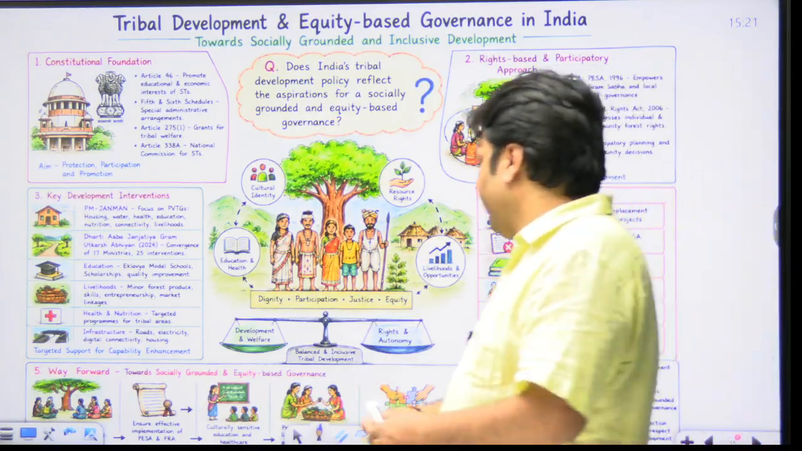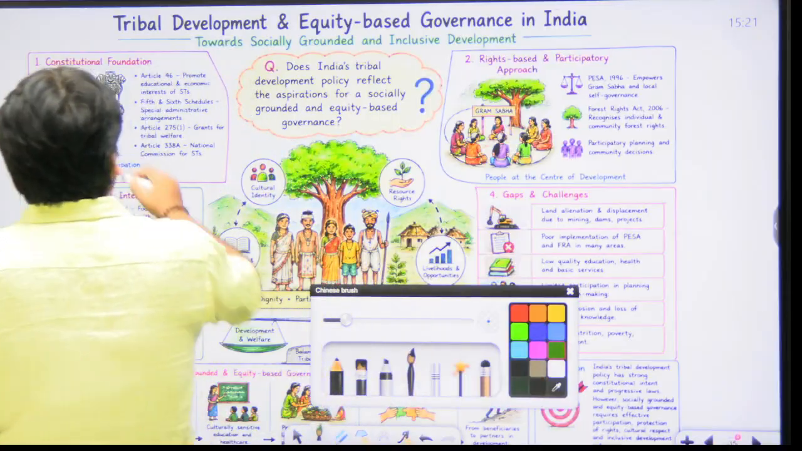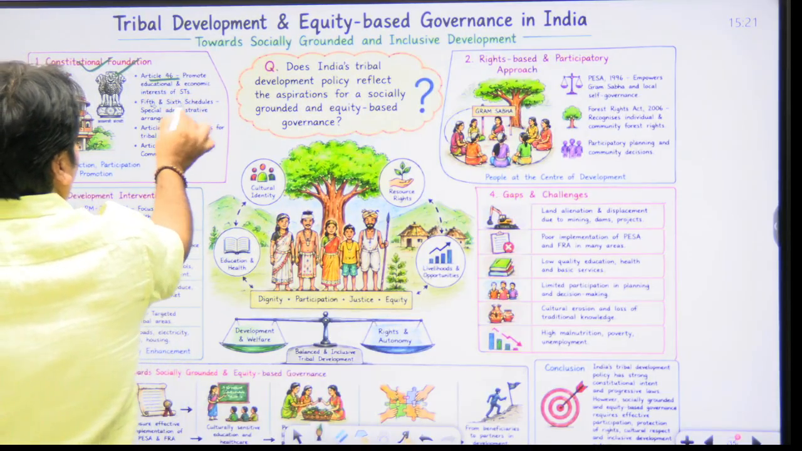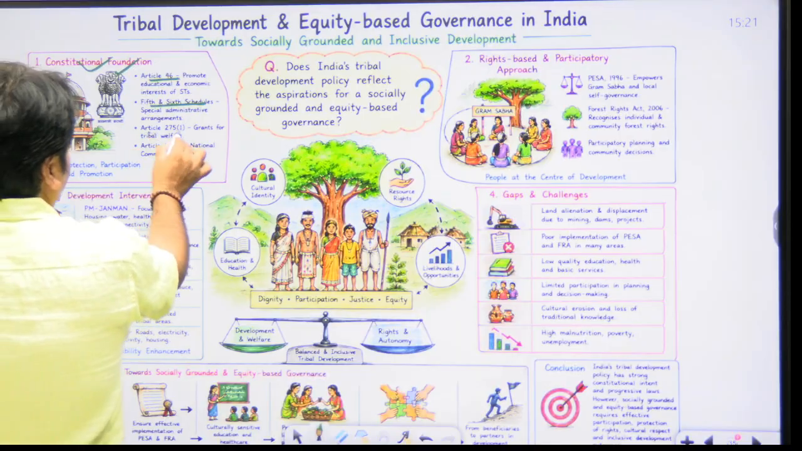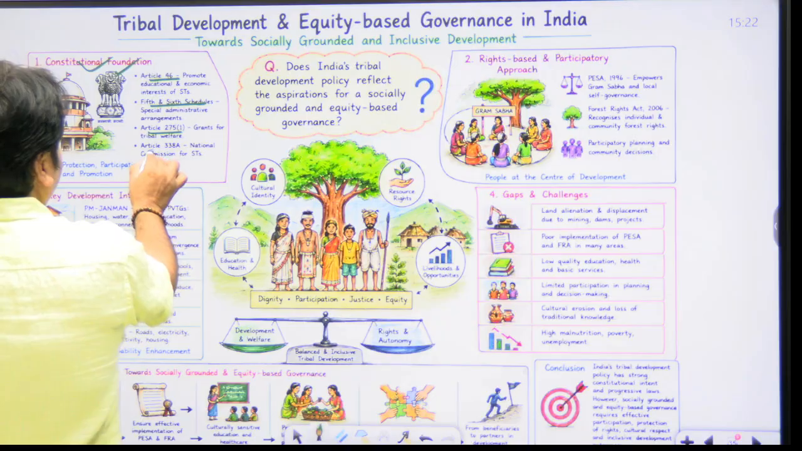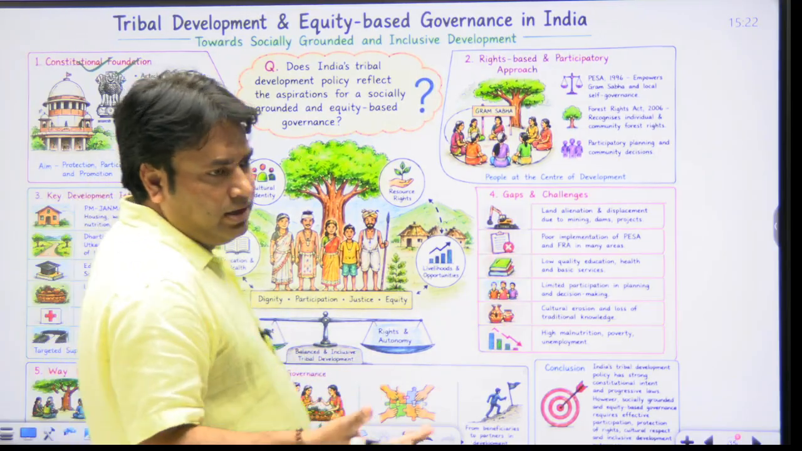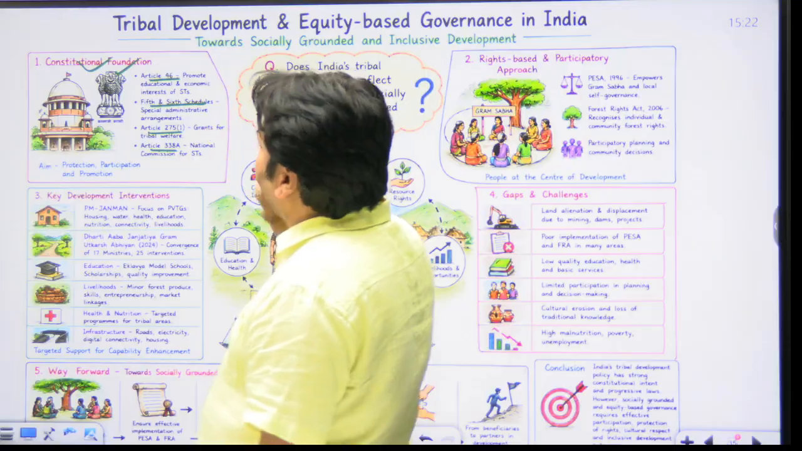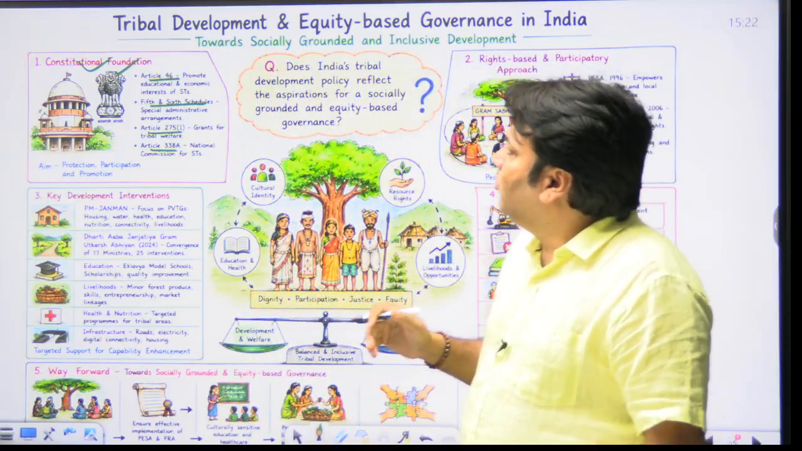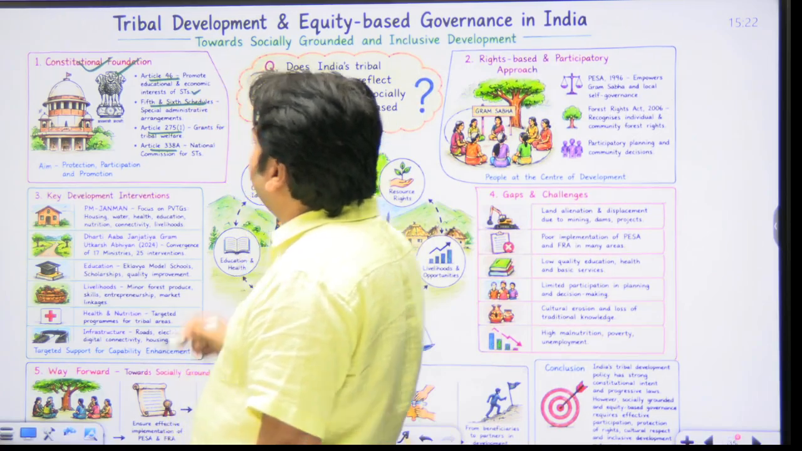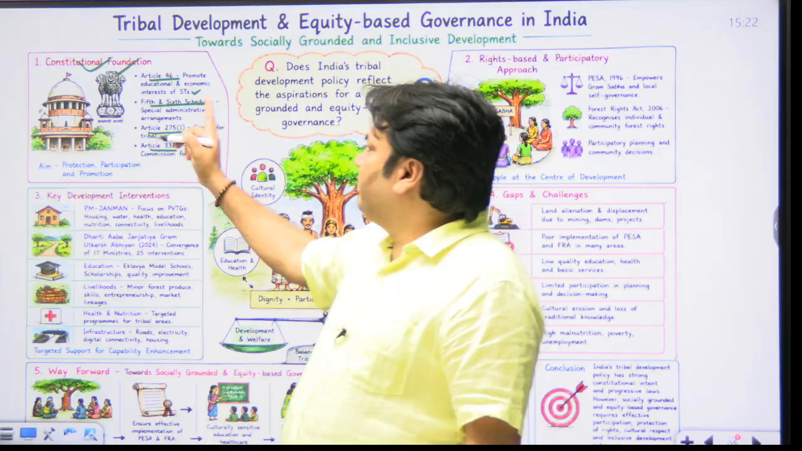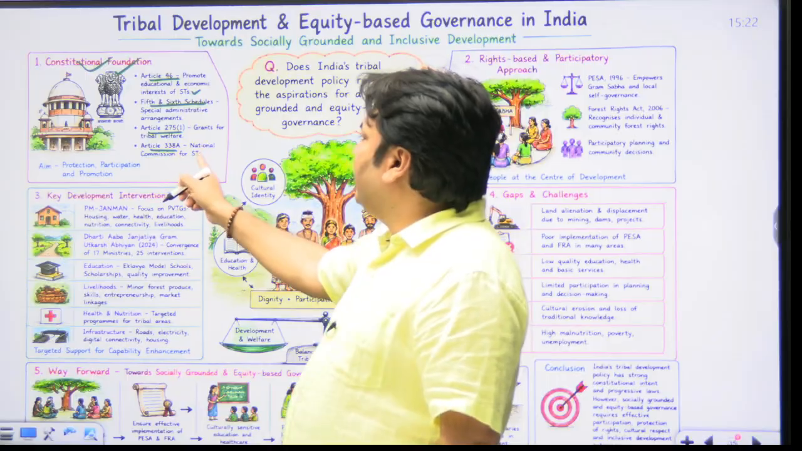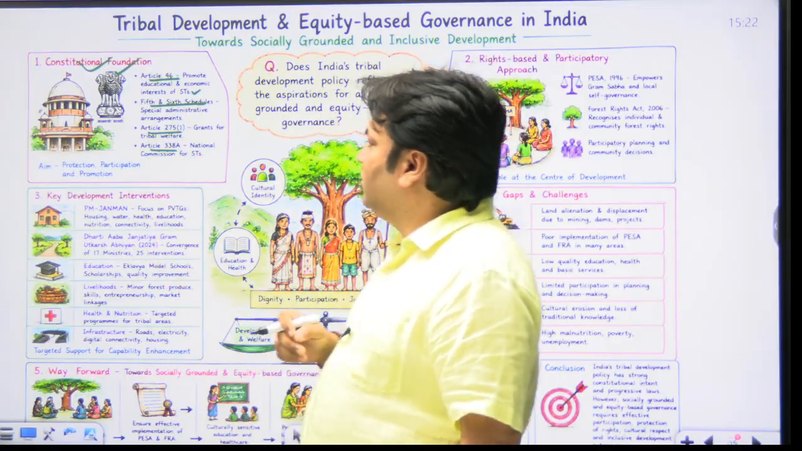For example, here I have talked about constitutional foundation. You can give reference to Article 46, you can give reference to 5th and 6th schedule, you can give reference to Article 275(1), and you can give reference to Article 338A. Okay, so these are only references, and here in very short form, Article 46, without writing the full sentence, I have written that promote educational and economic interest of STs. 5th and 6th schedule, special administrative arrangements. Article 275(1), grants for tribal welfare. Article 338A, National Commission for STs, scheduled tribes, right?